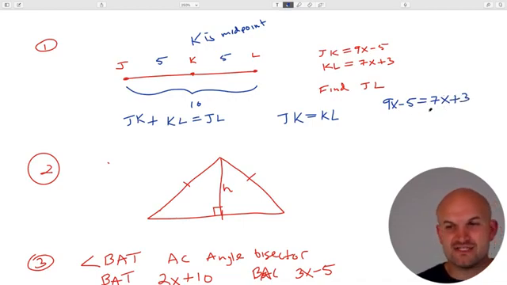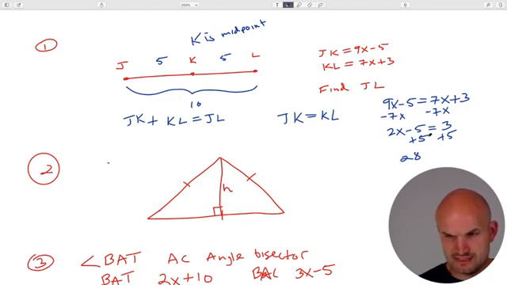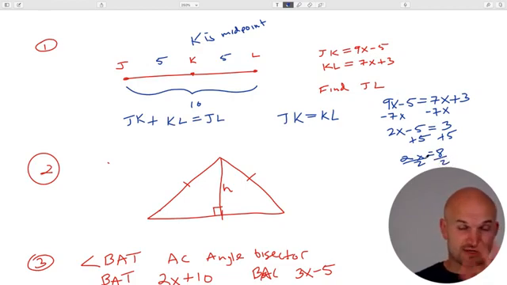So we can just get the x to one side. Let's get the x to a 7x. So therefore we get 2x minus 5 is equal to 3. Add 5, so we get 2x is equal to 8. Divide by 2, x is equal to 4. So now we use this equality statement to identify the variable x.